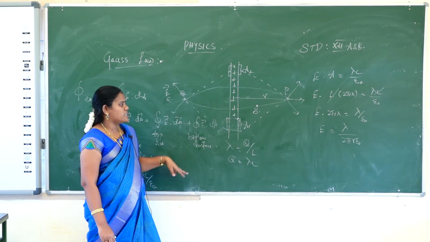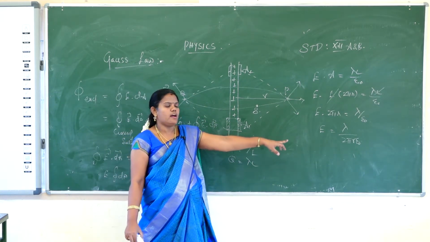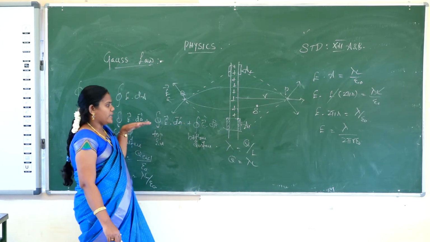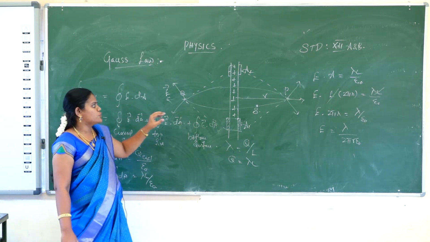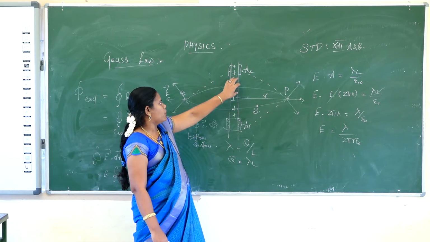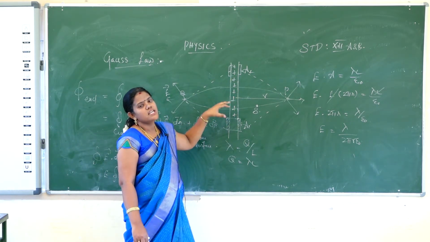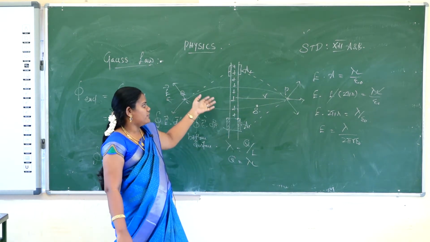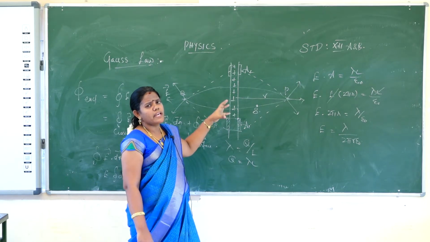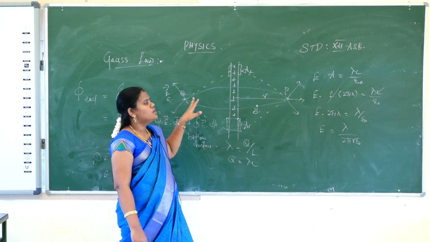For an infinitely long charged wire, E is equal to lambda by 2 pi r epsilon naught. How will you derive this formula? First, the closed integral: we will choose three surfaces, top, bottom and the curved surface. On the curved surface, the electric field is perpendicular to the area, so it will cancel and be equal to 0.